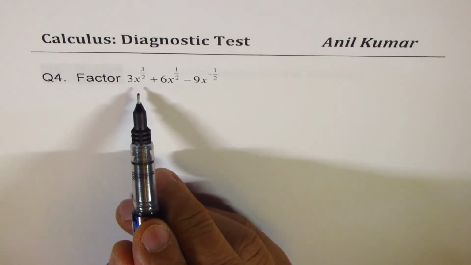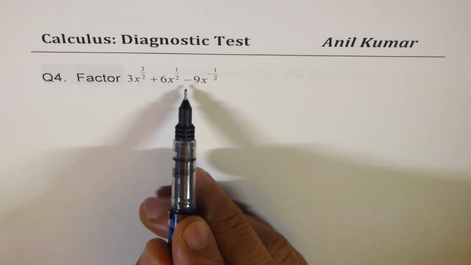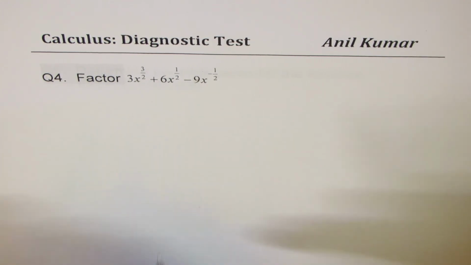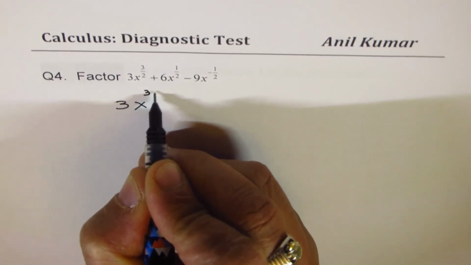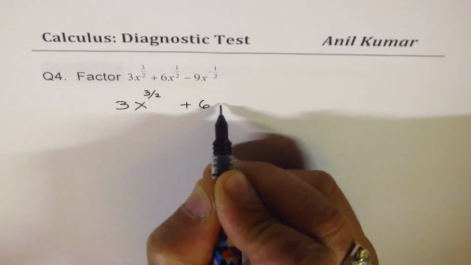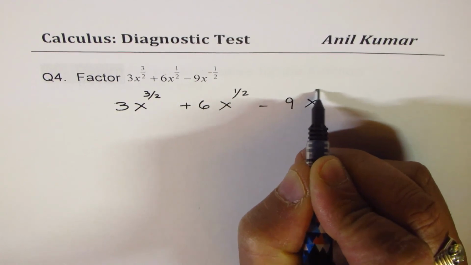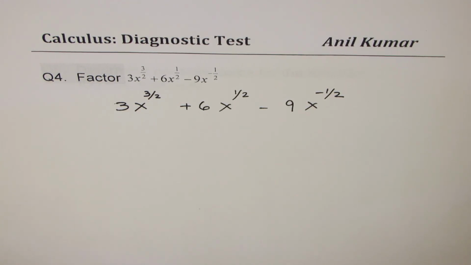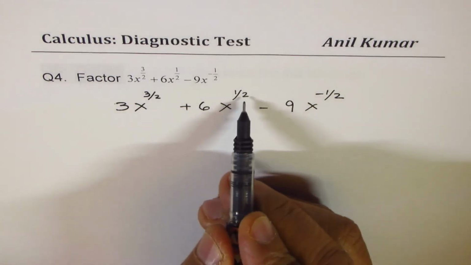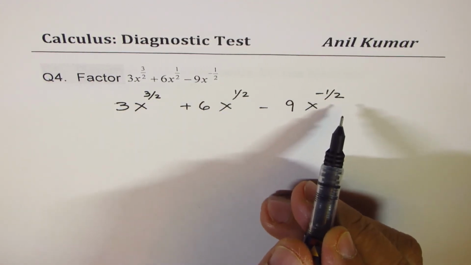Factor 3 times x to the power of 3 over 2 plus 6 times x to the power of half minus 9 times x to the power of minus half. Let me rewrite this. You need to factor 3 x to the power of 3 by 2 plus 6 x to the power of half minus 9 x to the power of minus half. Do you see that? You need to factor this one. Now, it may be difficult for some students since we are using radical signs here. So in factoring, you haven't really done such a question up to now.